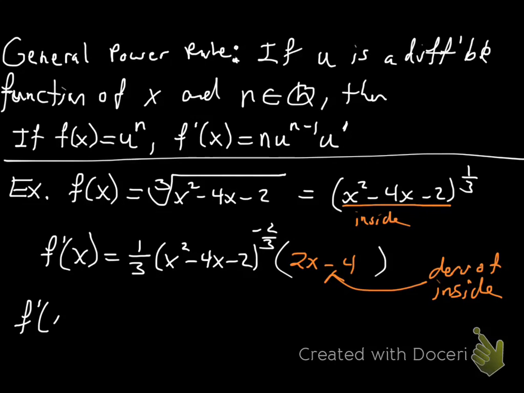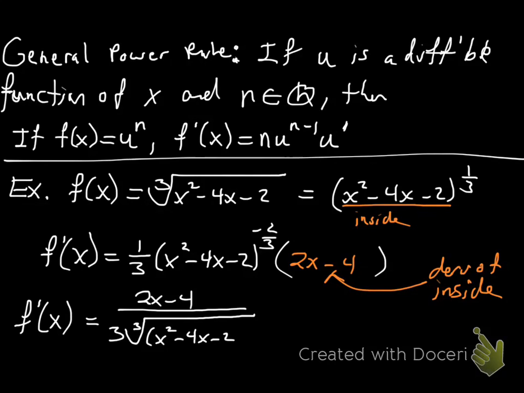And then just rewriting that, so the 2x minus 4 is going to hang out on top. 3 times cube root of the inside stuff, quantity squared. Okay. So it'll be derivative of the outside with the inside still preserved, and then times the derivative of the inside. So let's take a look at another example.